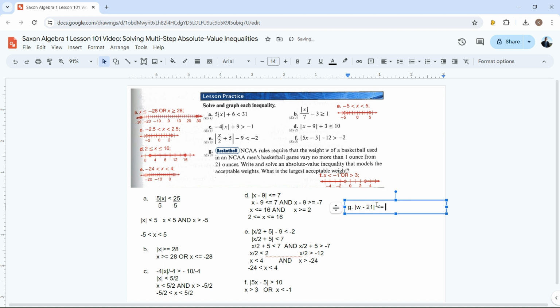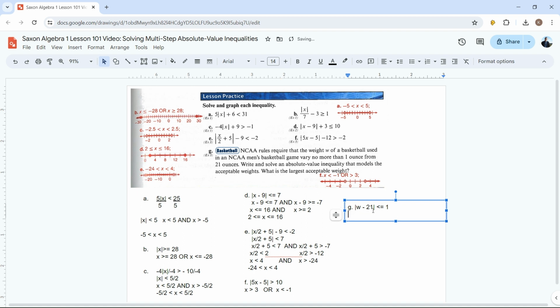to 1. So what I'm saying is when I subtract 21 from the weight of the ball, whatever that difference is can be equal to 1, because it can be 1 ounce more or 1 ounce less, right? Or it has to be less than that. But it can't be greater than 1 ounce different. Otherwise, the ball is too heavy or too light. Okay, so now I can solve this.